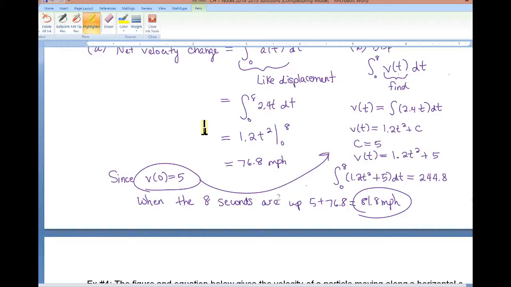Now, what if you wanted to change 8 and 0 in terms of hours? Could you have done that? Yeah, but it's a lot more. It would be 8 over 3,600. How many seconds are in an hour? Okay, so take that answer, 244.8. Okay, so we get 0.068.